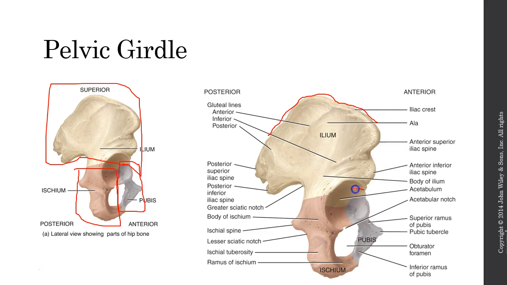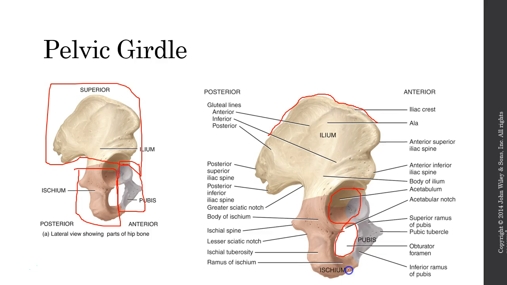On the lateral side, we find the acetabulum. This is where the head of the femur articulates to form the hip joint. Just inferior to that, we have this large foramen known as the obturator foramen.